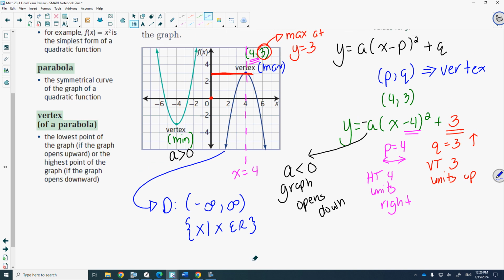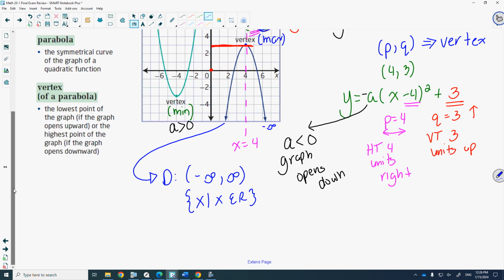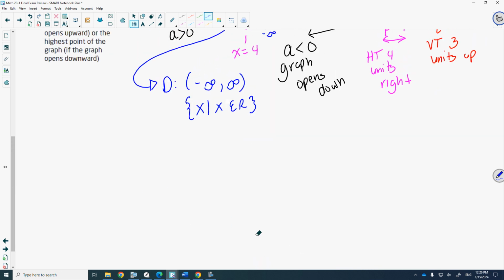Your range comes from that max or min. So this graph has a maximum of 3, and that's the biggest y value. The smallest y value is negative infinity. So if I was doing interval notation for this graph, the range would be negative infinity, comma 3, square bracket. In set builder notation, the range would be y such that y is less than or equal to 3, y belongs to the real numbers.